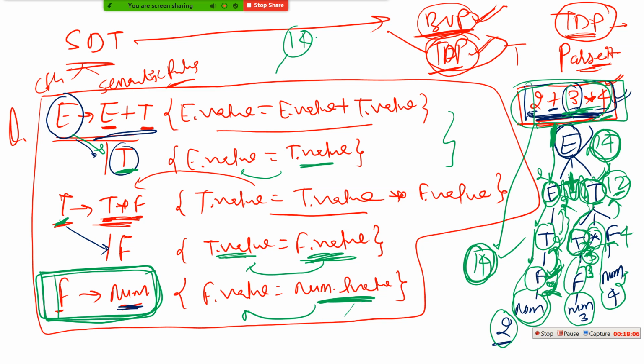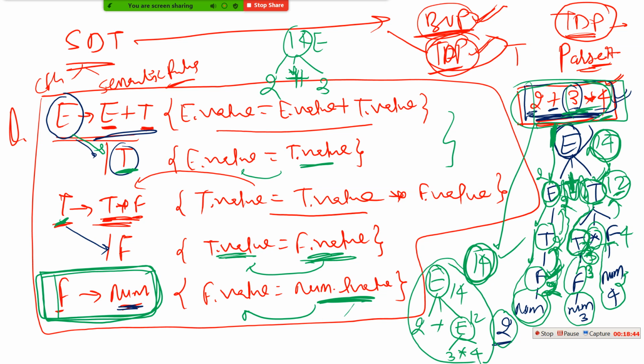Now if I need to generate the syntax tree, my syntax tree would look like this: 14 would be my value, that is e. It will generate 2 plus 3, e, 2 plus, e, 3 into 4. Whatever result we get, we place it here and here. If I put the value 14 here and the value 12 here, it can be called the semantic tree. It is my syntax tree for the semantic grammar.